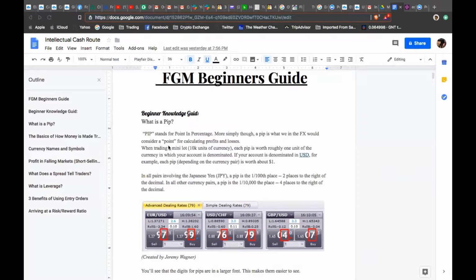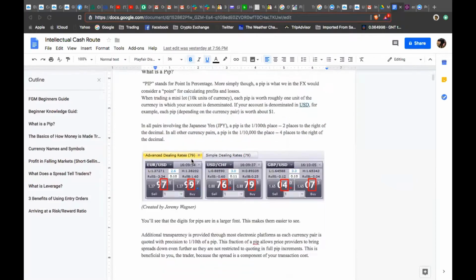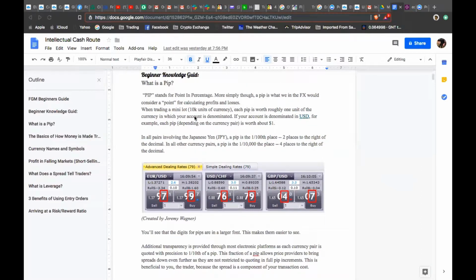A pip is a point in percentage. Basically, we're gonna take it into sports terms. A point is like a basket made. So if the chart moves up one pip and you're buying, that's like you just scored a basket. But if it goes against you, you lost the basket. In that sense, that's what a pip is.